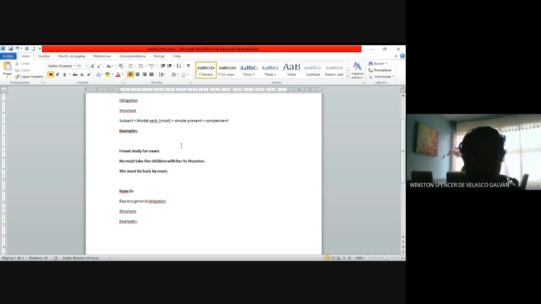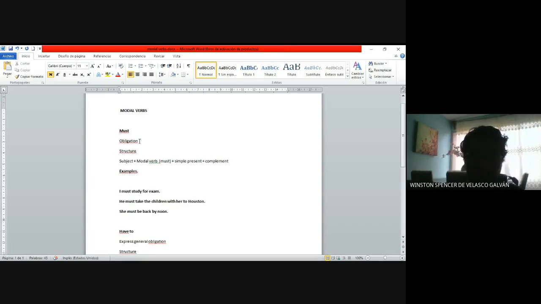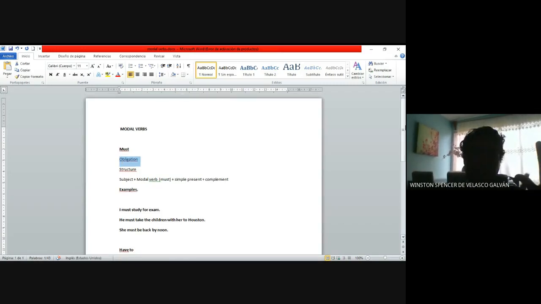Just remember, follow the structure and the most important thing, the context. When you're going to use must in an obligation, right? You must study for the exam. You must bring your homework. You must go to SMART to do your homework. You must do your stuff, right? So with that said, I think that it's pretty obvious how to use the modal verb must.